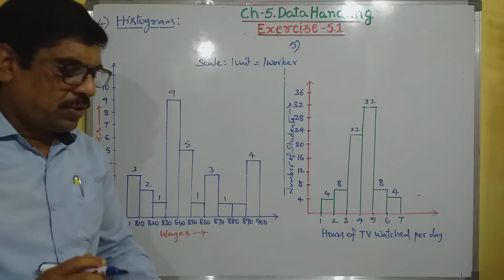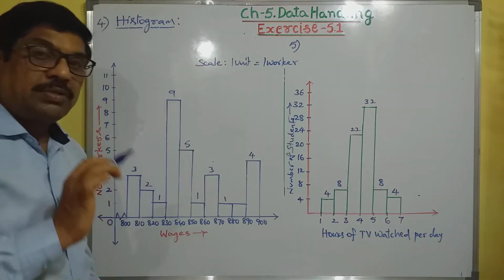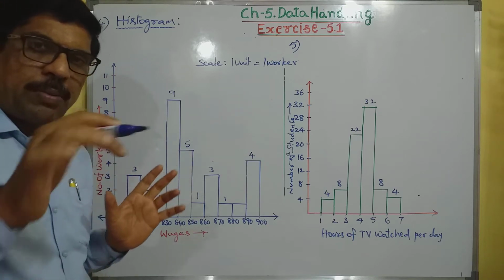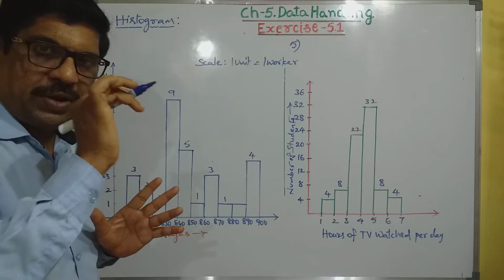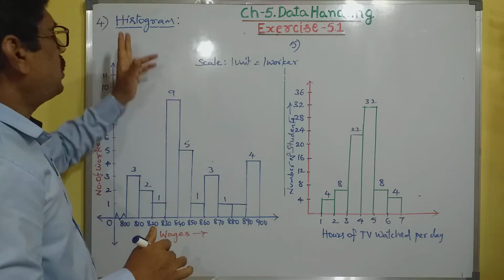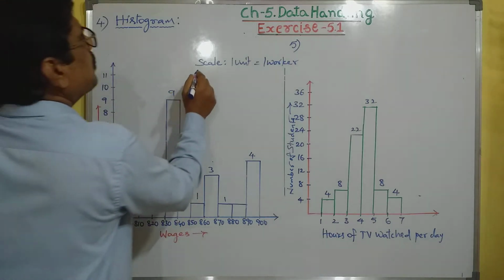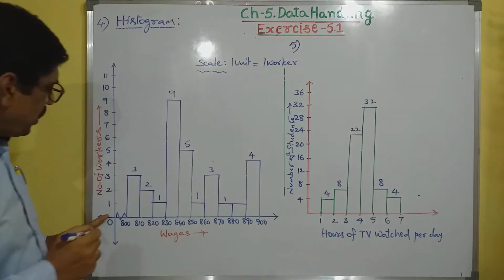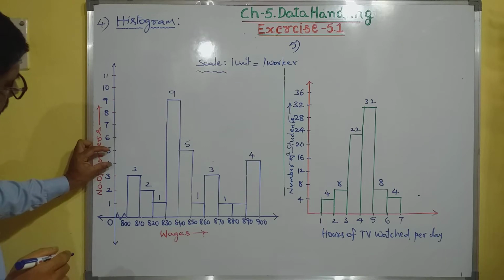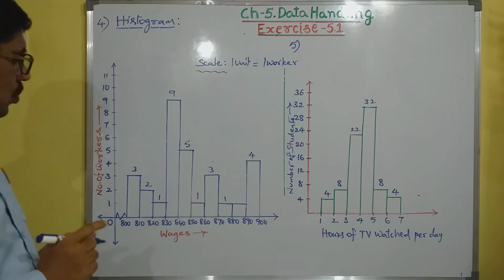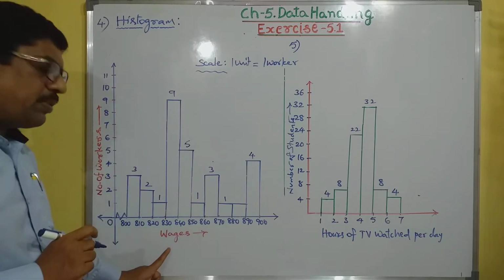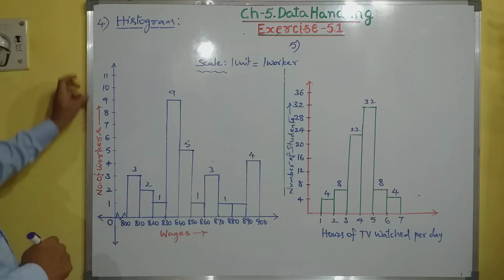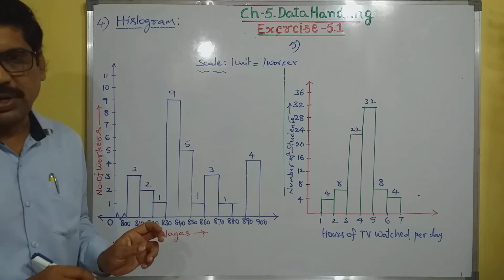This is the histogram for the data of the third problem. We prepared the frequency distribution for the third problem already, and for that frequency distribution table we have drawn the histogram also. We must write the scale. You should not forget, this is very important. Here we have taken 1 unit as 1 worker. On the x-axis we have taken the wages of the workers, and on the y-axis we have taken the number of workers.